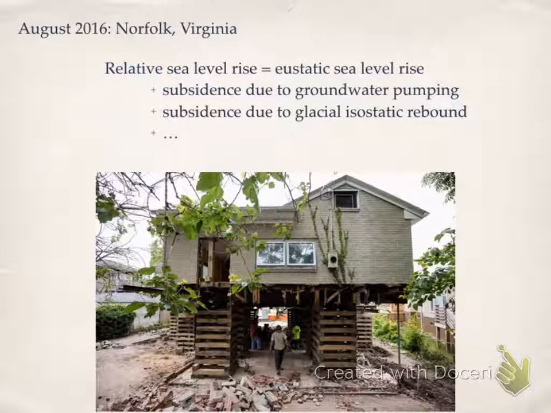But it turns out in a lot of these areas, in Chesapeake Bay in particular, they've got subsidence of that area due to groundwater pumping. So we've got a conservation of mass problem where we're sucking water out of the ground that's causing subsidence. There's also remnant subsidence due to glacial isostatic rebound. So this area is still changing a little bit from the end of the last ice age.